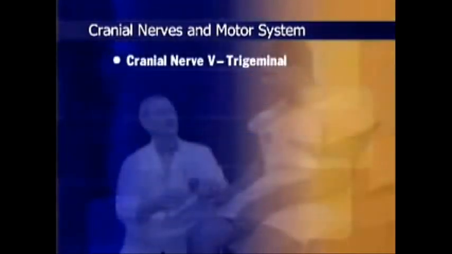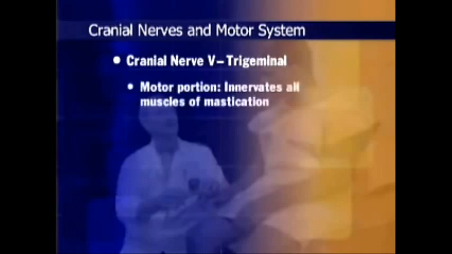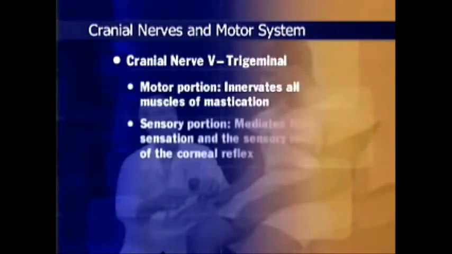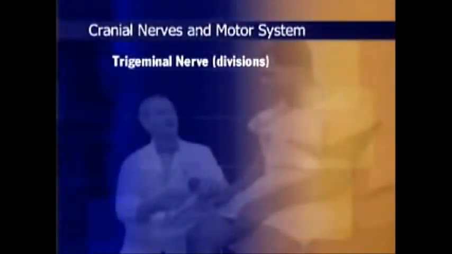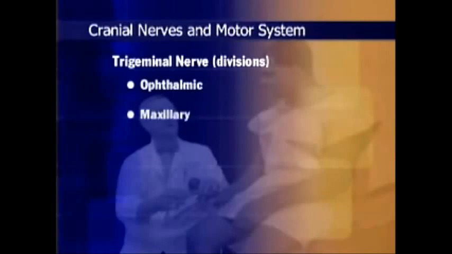The motor portion of cranial nerve 5, the trigeminal nerve, innervates the muscles of mastication. The sensory portion of the nerve mediates facial sensation and the sensory part of the corneal reflex. To test the nerve's motor function, ask the patient to clench and then relax his jaw while you palpate the temporal muscles and then the masseter muscles. Note the strength of muscle contraction. The sensory portion of the trigeminal nerve has three divisions: the ophthalmic, maxillary, and mandibular divisions.